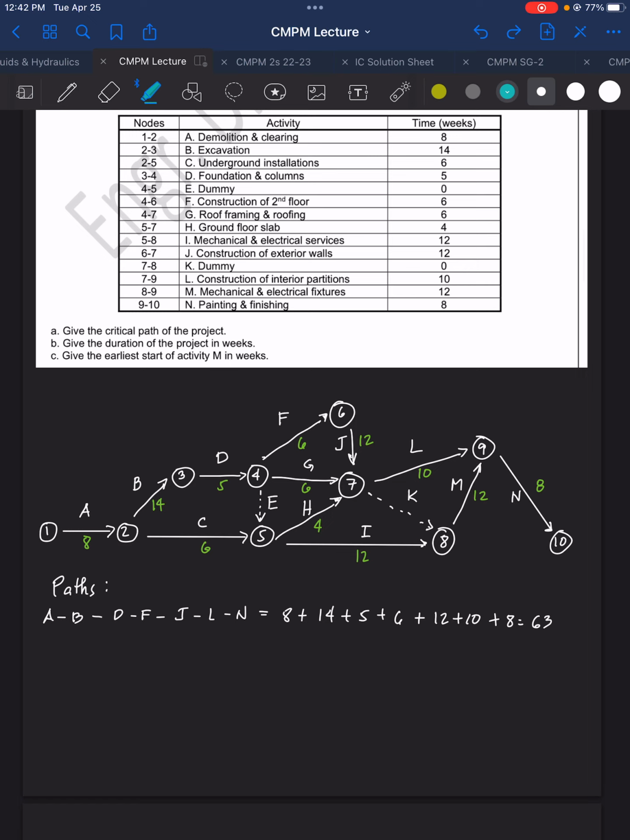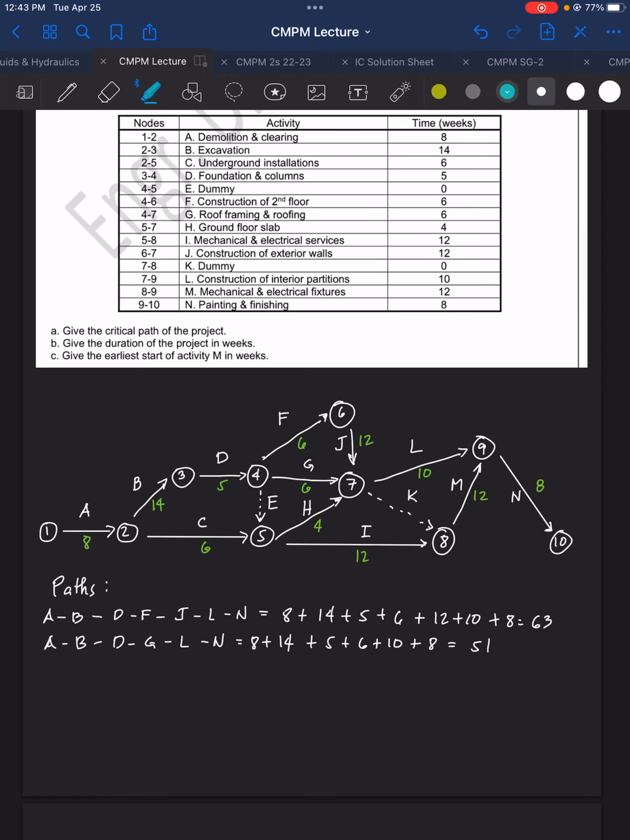Next path, A, B, D, G, L, N. So that's the second path. A, B, D, G, L, N. That is 8 plus 14 plus 5 plus 6 plus 10 plus 8, and that is equal to 51 weeks.